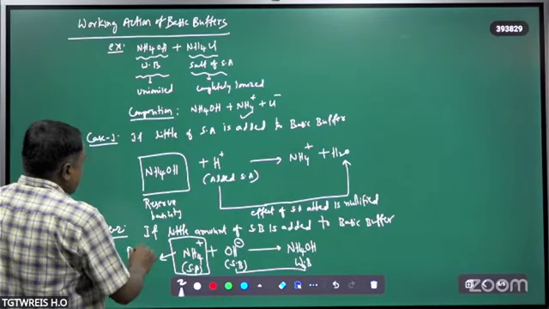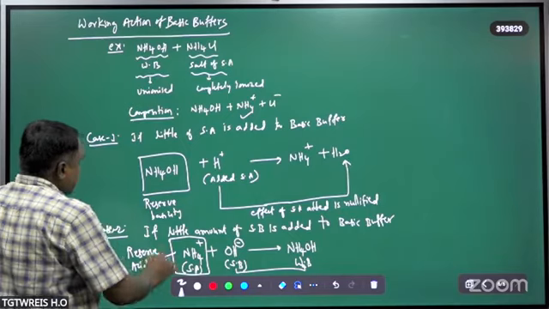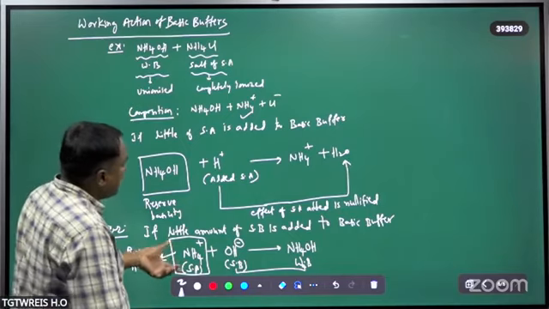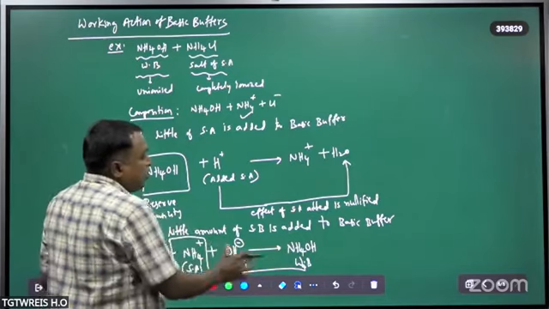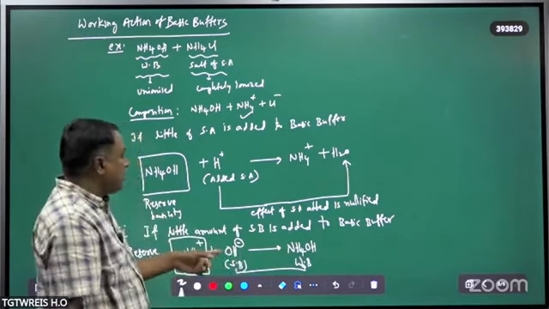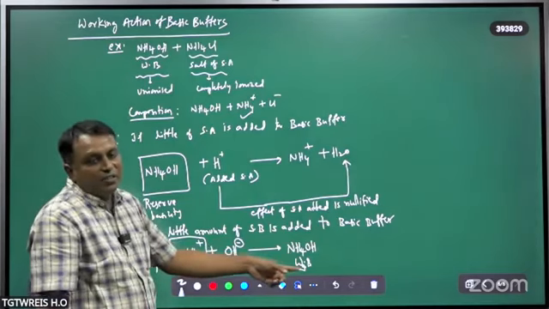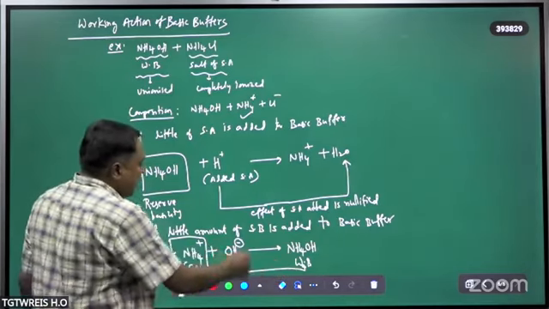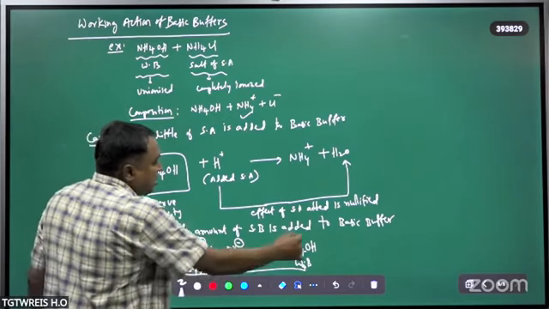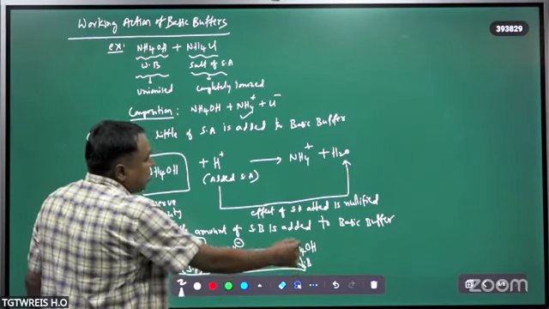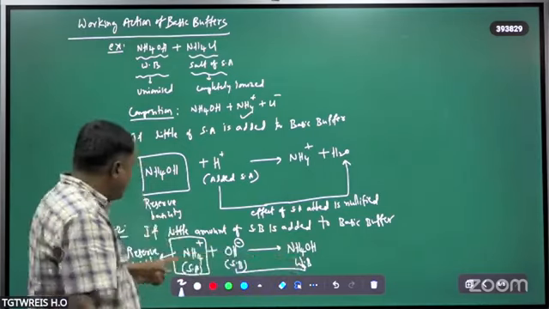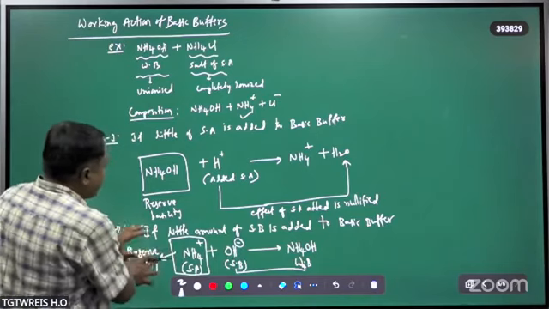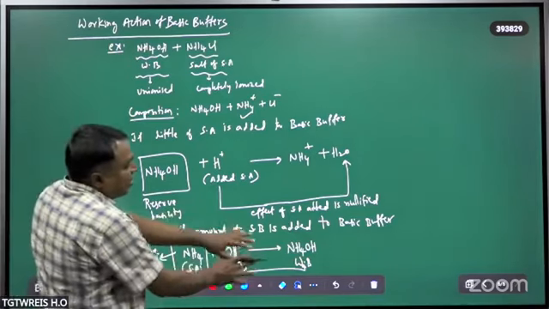Due to this reserve acidity in the buffer solution, the added base is converted into a weak base. Therefore, the effect of the added base is nullified into a weak base. So strong is converting into weak. This is due to the reserve acidity, which nullifies the effect of the added base.